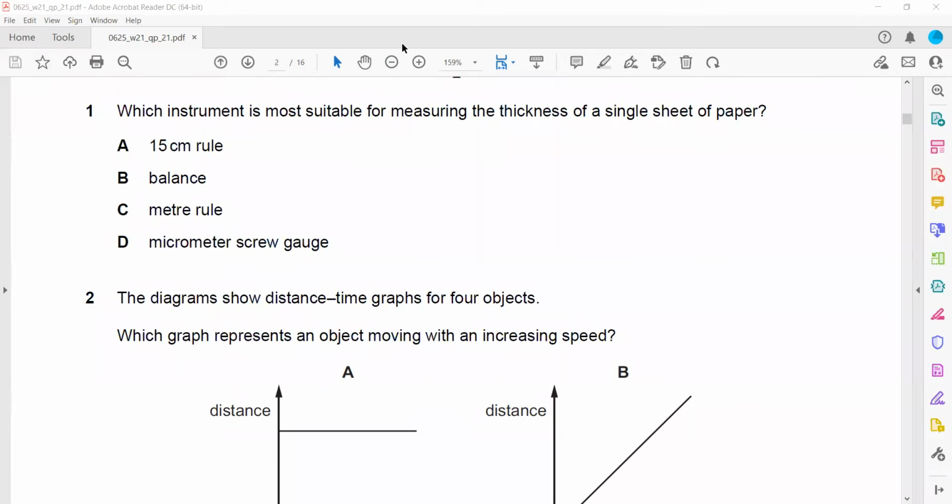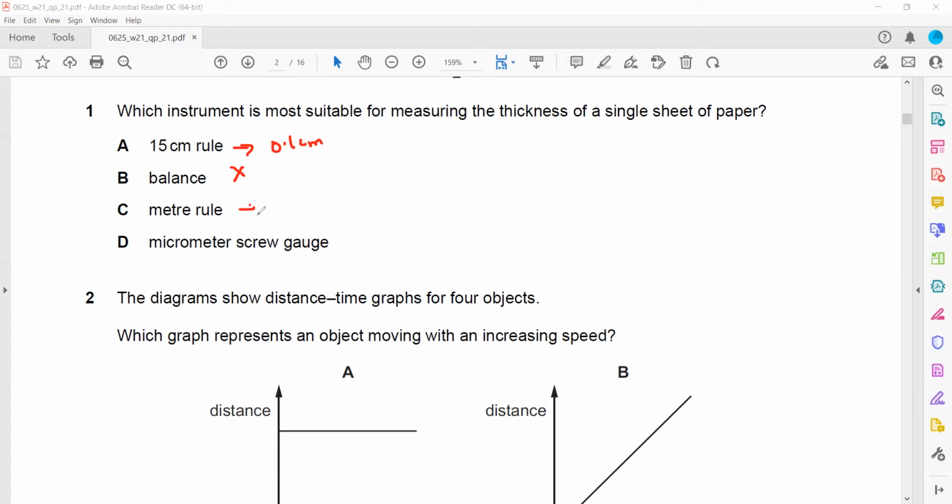Question 1. Which instrument is the most suitable for measuring the thickness of a single sheet of paper? We have to check the smallest value which these instruments can record. A 15 centimeter ruler can record 0.1 centimeter, the smallest. The balance cannot be used. It is used to measure the mass, not the thickness.